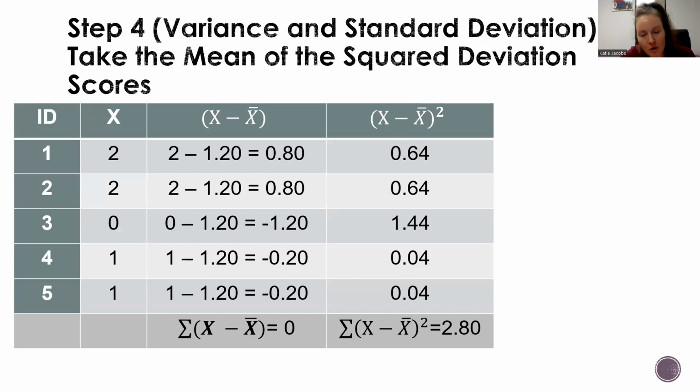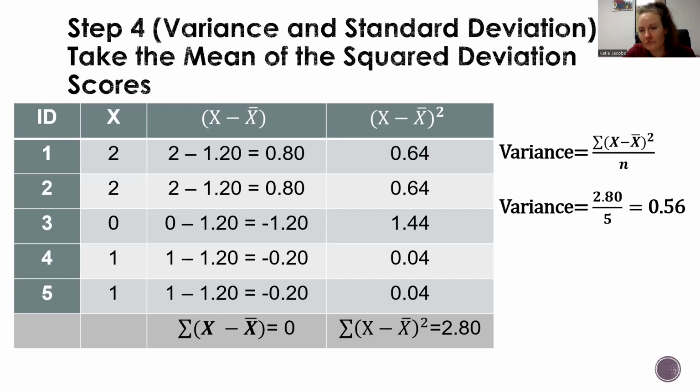So when we wanted to take the average of those squared deviation scores, we know that we have to add up all of our squared deviation scores. And then what's our last step? If you said our last step is to divide by the sample size, you are correct. And so actually our formula for variance is our sum of squares divided by our sample size, and that will give us our variance.